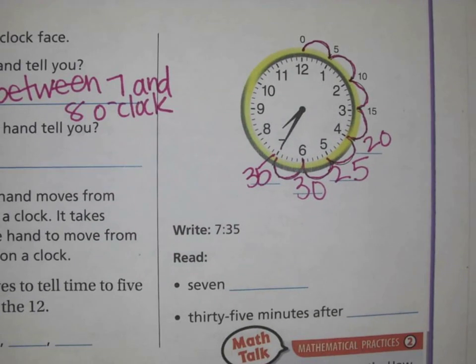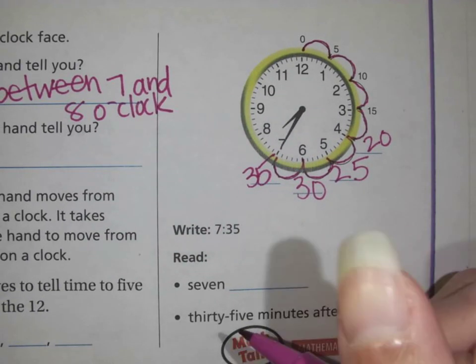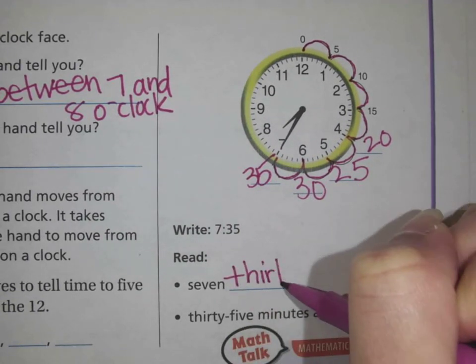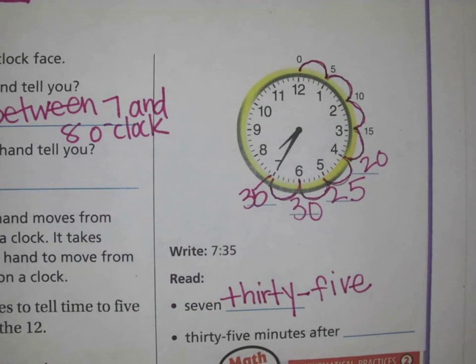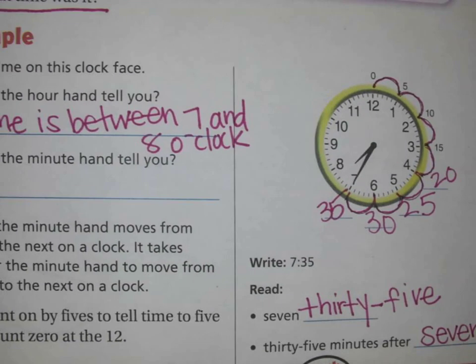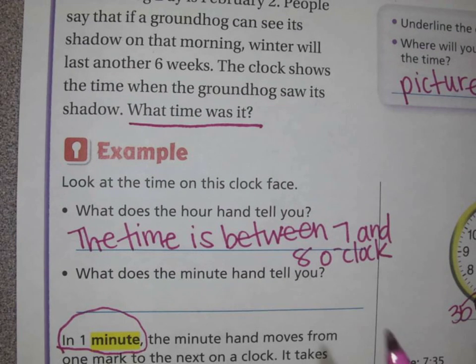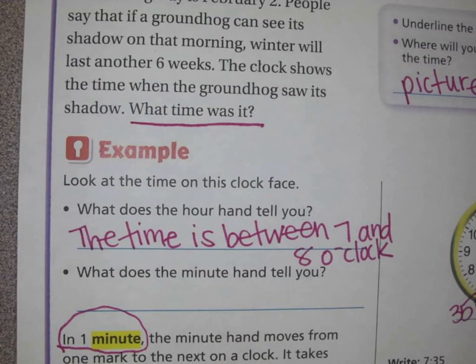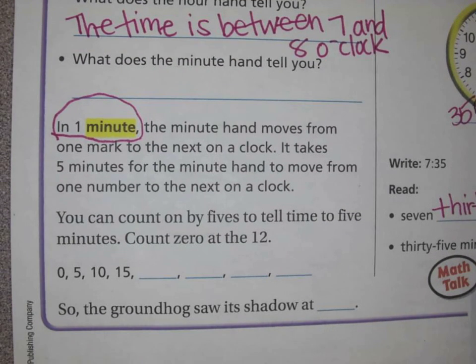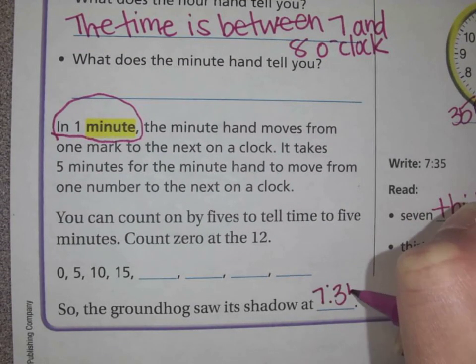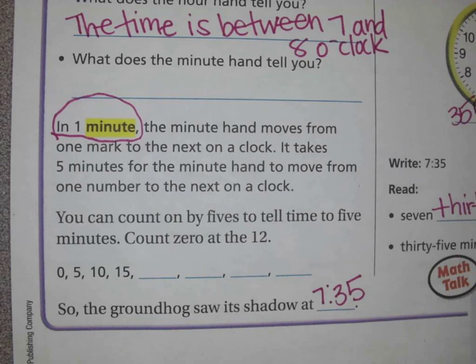Another way we can write it, we can write it in word form, 7:35, or we can say 35 minutes after 7. So let's go back to answer this question. What time was it? The groundhog saw its shadow at, you got it, 7:35. Okay? Let's practice some more.